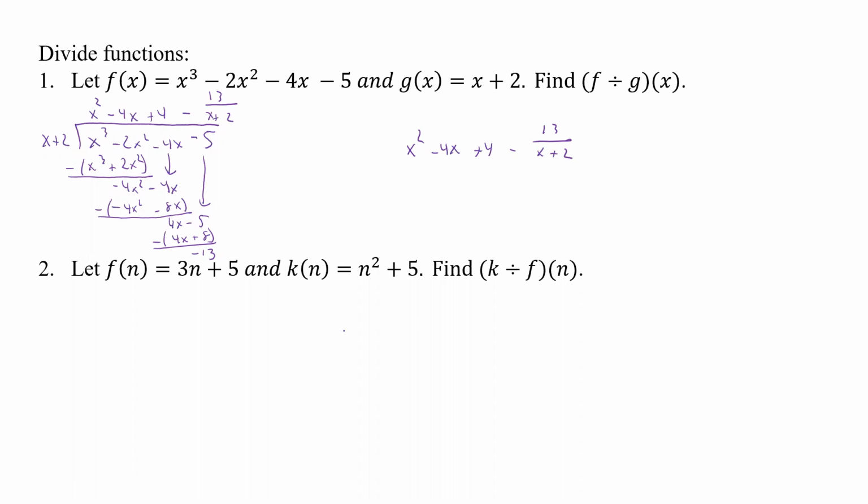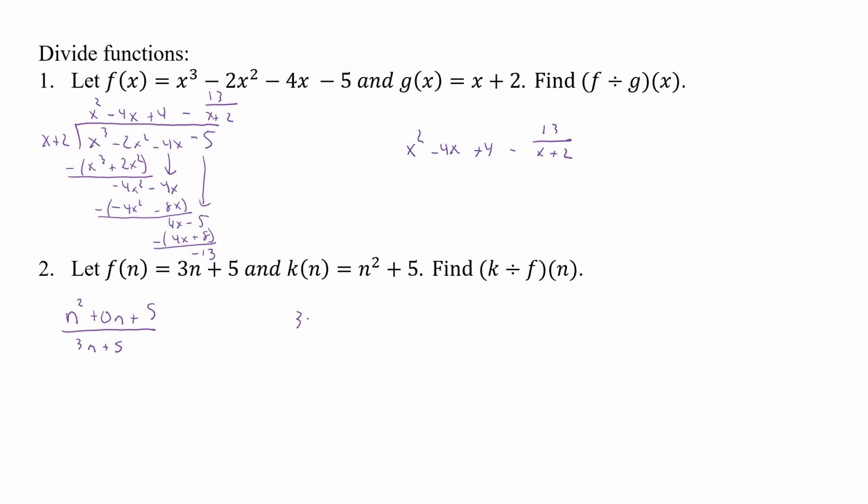Now, the same thing works here. This time we have k and f instead of f and g, and we have n instead of x, but it works exactly the same. We just have to plug in things appropriately. So let's take k divided by f. Well, this is our k. This is our f. Notice our k is missing a term, so we have to rewrite that as n squared plus 0n plus 5 all over 3n plus 5.